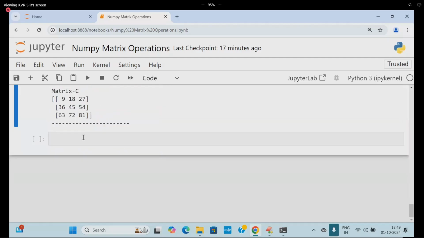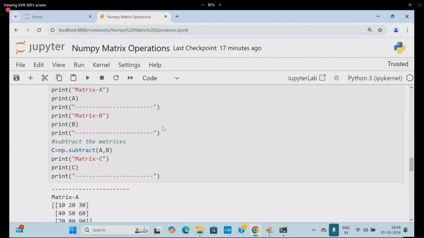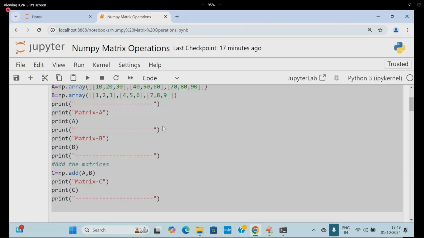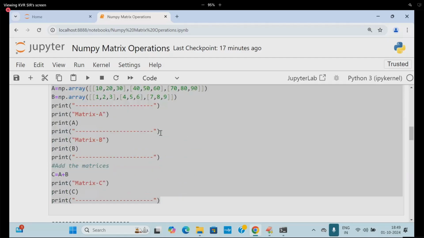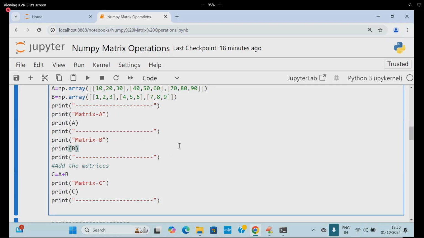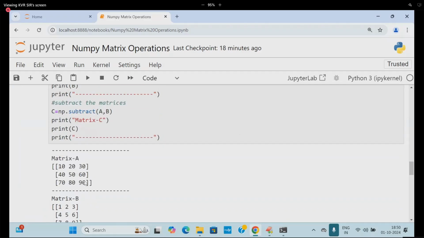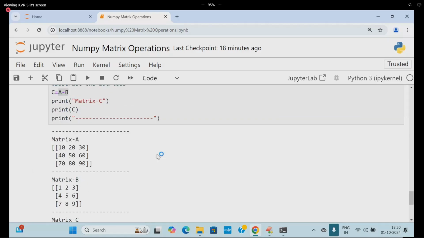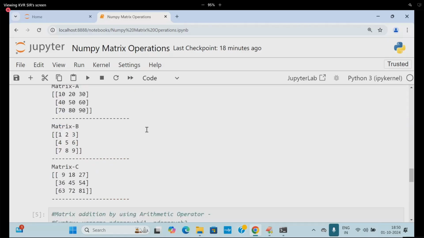Understood? Right. Similarly, what is the next one? Viju is asking, for subtract, should we use the sub method, sir? Did I say sub? No, Viju. We cannot use sub. In the beginning only I said it is subtract. And what operator is it here? Minus.